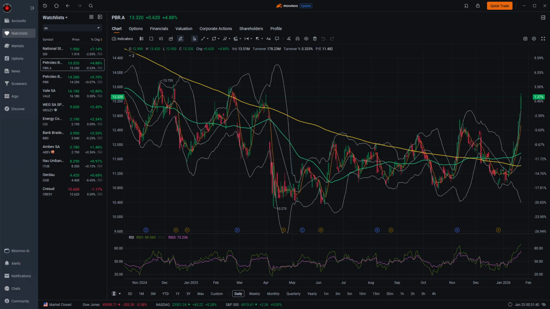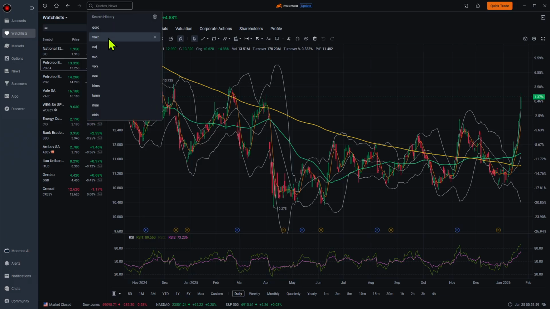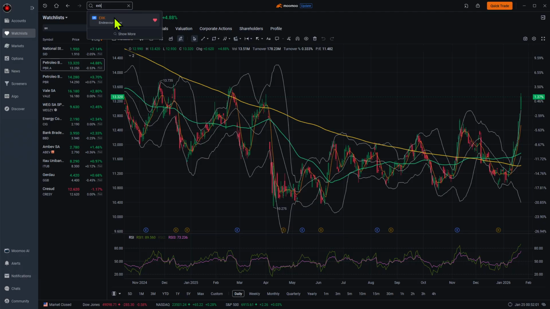Will the gaps below be filled? What's my target for EXK short? It's a squeeze. I don't know. I can give you my best guess is that 16 something.